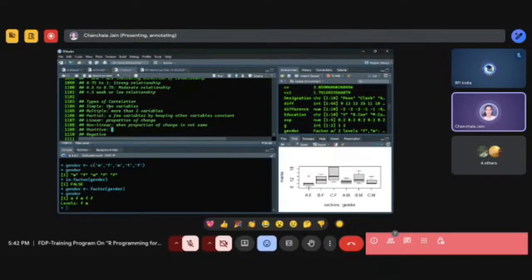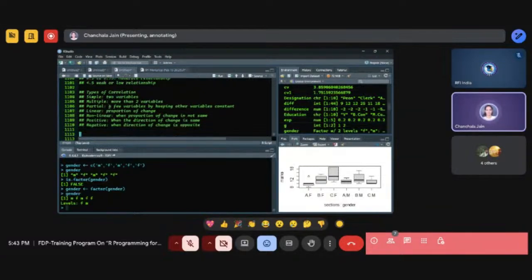Talking about positive correlation, positive correlation means that the direction of change is the same. That means if you are increasing one variable, the other variable is increasing. When you are decreasing one variable, the other variable is also decreasing. So when the direction of change is the same, it is known as positive correlation. But when the direction of change is not the same, we can call it negative correlation. So when you are increasing one variable, the other variable is decreasing, it is known as negative.